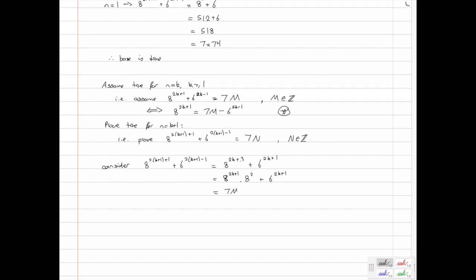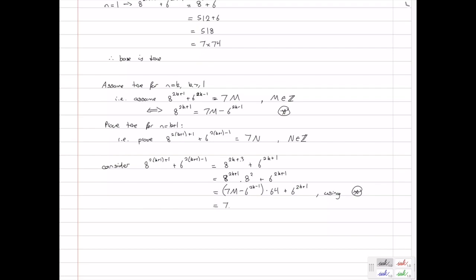So I have 7m minus 6 to the 2k minus 1 times 8 squared, which is just 64, plus 6 to the 2k plus 1. And here I should say using the inductive hypothesis, or I'm just going to write star for this thing here. Okay, so we've used our inductive hypothesis there. Now let's expand out a little bit.